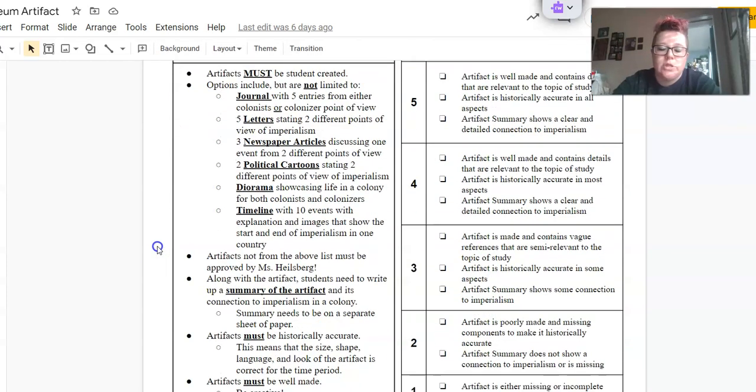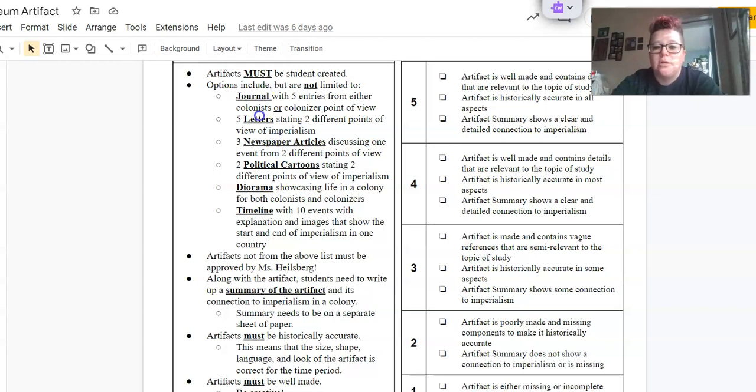All right, so let's make sure we understand what we're looking at. Again, it must be student created. Do not download something off the internet. I will know, and I will fail you for it. So please do not do it. Options include but are not limited to journal, letter, newspaper articles, political cartoons, diorama, timeline. So let's make sure we understand each one of these.